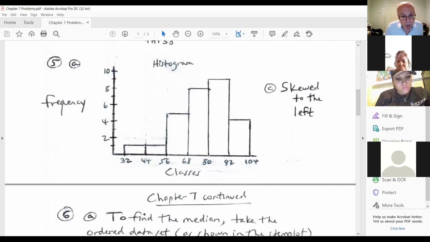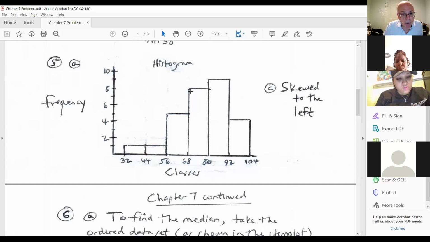Any numbers from 32 up to 44? Any numbers from 44 up to 56? Any numbers from 56 up to 68, like that. So you just search your data set to find those numbers and you just count them. So there are 5. You can see the height here is 5. There are 5 numbers that were between 56 and 68.